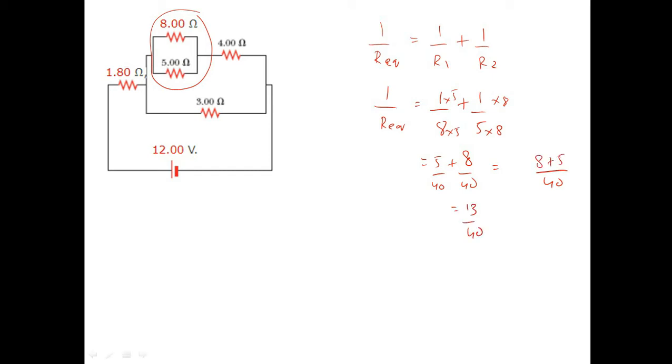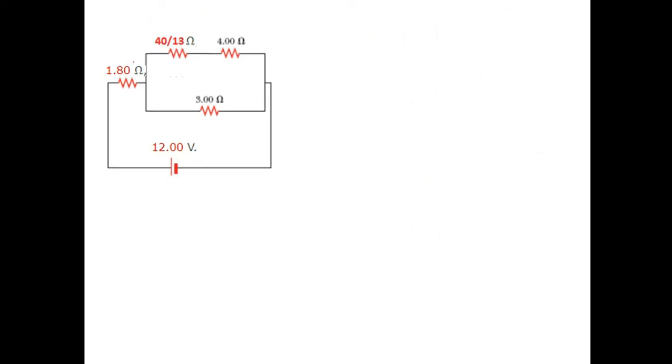But this is not the R equivalent, this is the reciprocal of the R equivalent, and if we take the reciprocal on both sides we get R equivalent equals 40/13. Most people make the mistake here of writing this one as the answer, but the reciprocal of that is the answer, so we get 40/13 ohms. So these two resistors can be replaced with a single resistor of 40/13 ohms. The circuit becomes something like this.